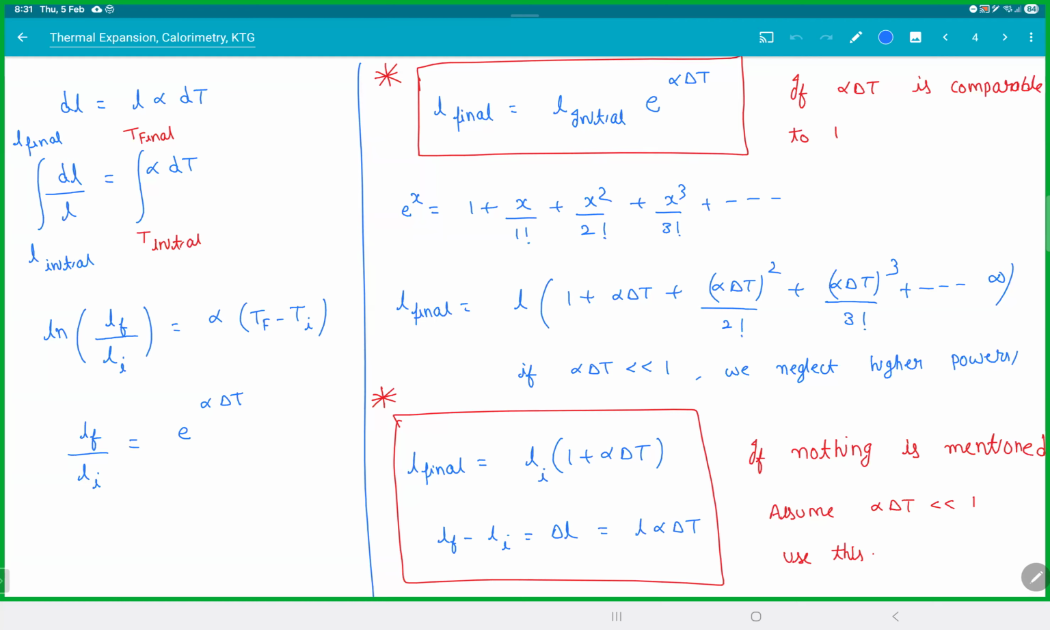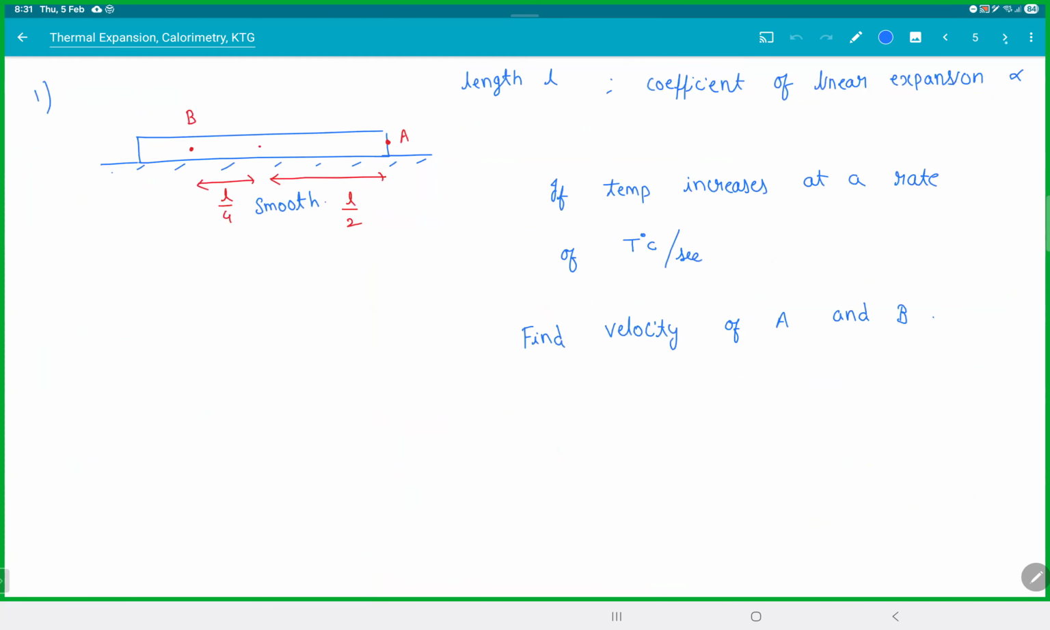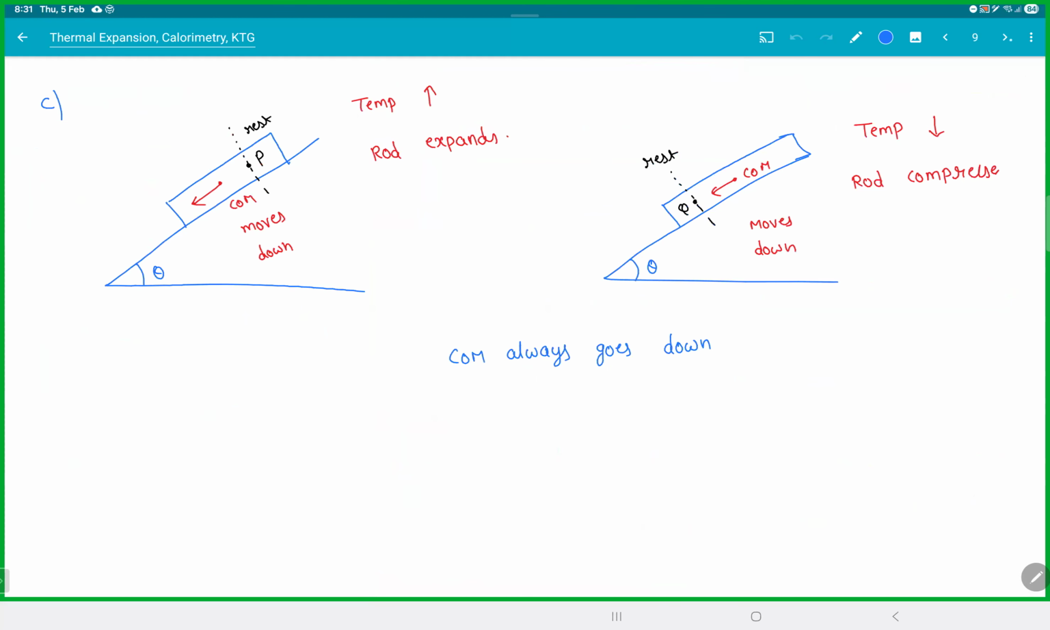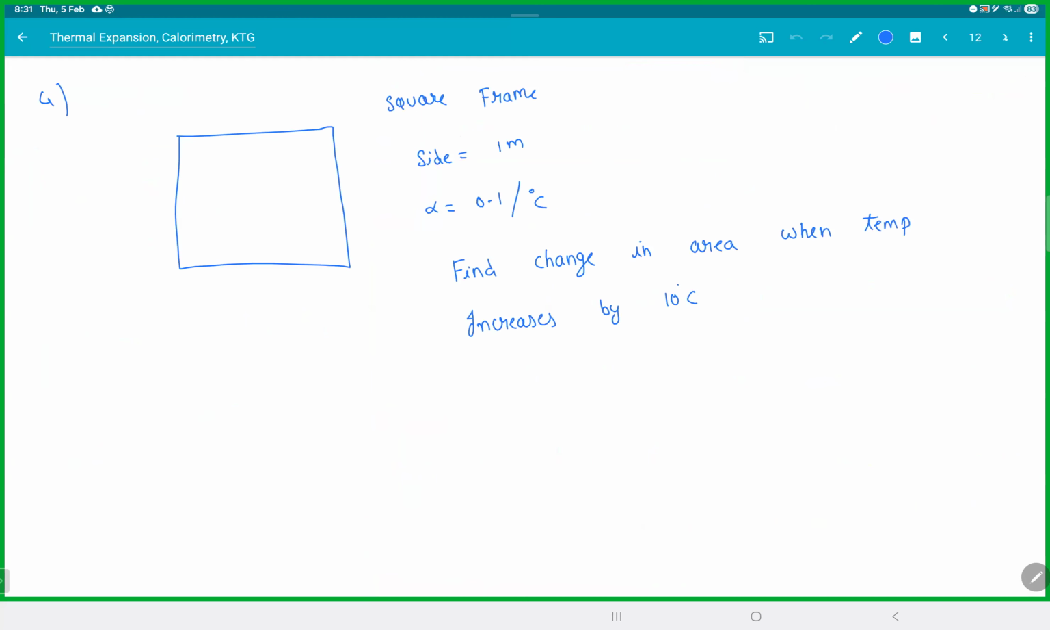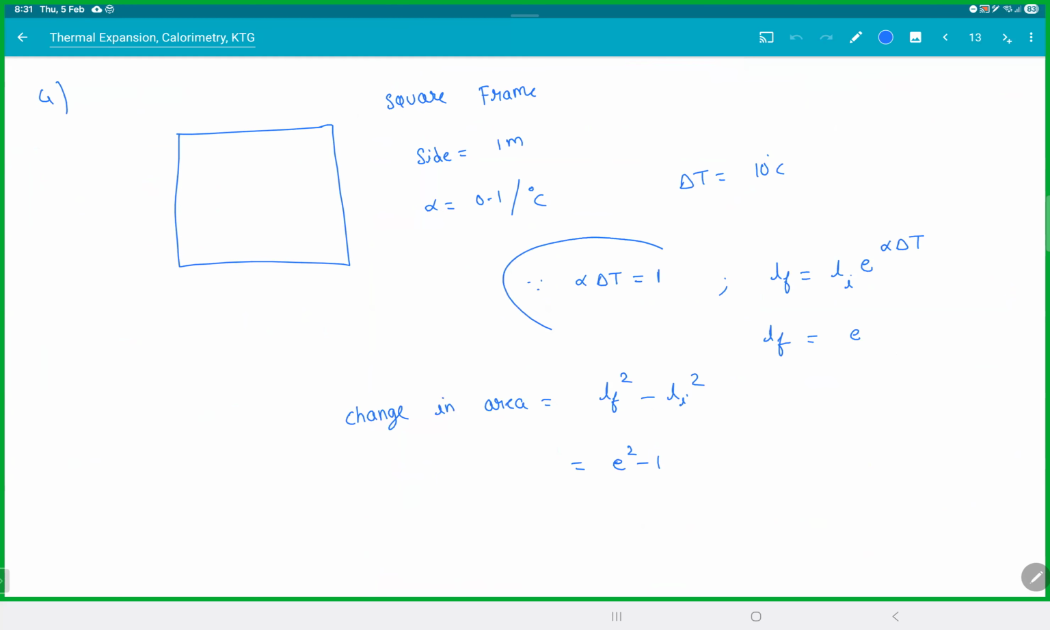Like the hypothetical materials, when alpha delta T is comparable, you'll get L initial into e power alpha delta T. So don't use that unless you're sure alpha delta T is comparable to 1. Mostly, in Mains or BITS, they never touch that thing. Like this was the last question that we did. When you clearly see here, alpha delta T was 1. So only when numbers are given, use that, or else don't do this. Always assume it is small.